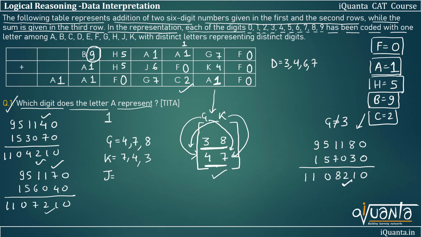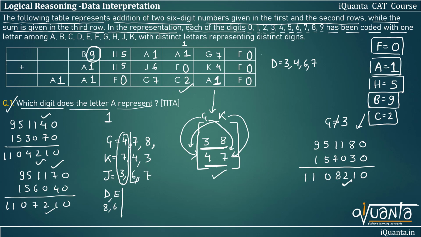Now correspondingly, let us check the value of J as well. When G was 4, K was 7, then J was taking value 3. When G was 7, K was 4, J was taking value 6, and when G was 8, K was 3, then J was taking value 7. Now in the first case, G has value 4, K has 7, and J has 3. So we still have two letters left, which are D and E. They can take the digits 8 or 6 in this case.